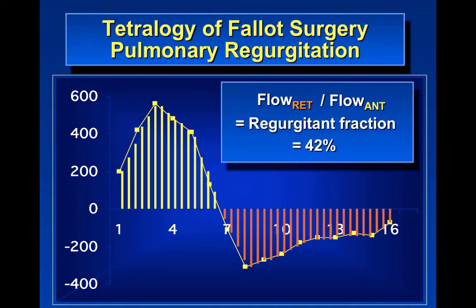In this patient, it was about 42%, which is moderately high. And this patient, because of this moderate regurgitation, as well as large end diastolic volume of the RV, underwent pulmonary valve replacement.